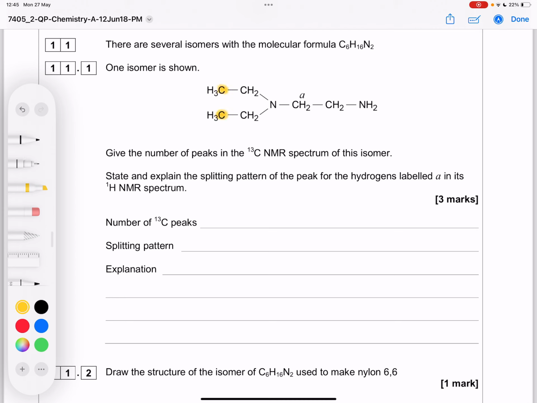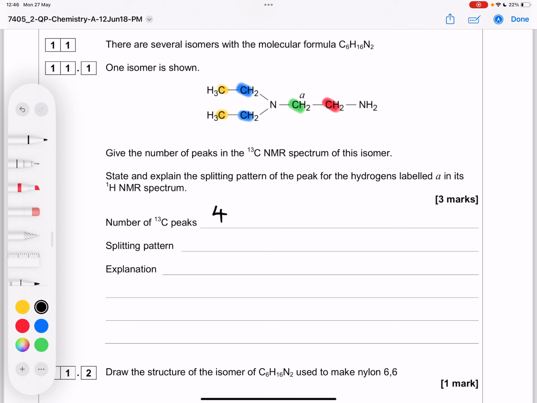So these two carbons are the same. We can see that they're on the chain. They're different to these two because these two are closer to the nitrogen, but they are the same as each other. And then we've got this one here, and that would be unique compared to this one here. So they're all our carbons. We've got 4 different colours for carbons.